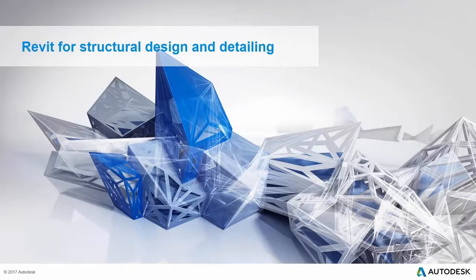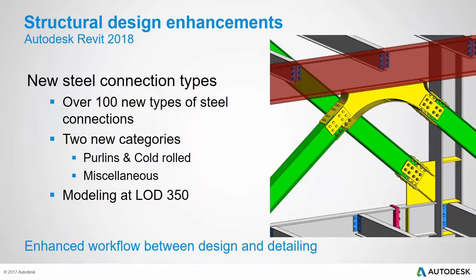Alrighty, let's take a look at some of the structural features here. Again, running short on time, so I'm going to show one of these features. There are a ton of new steel connection types. If you're using the Advanced Steel add-in with Revit, or the app with Revit, then you get a ton of interoperability there as well. There are over 100 new types of steel connections with the Advanced Steel plugin. There are 2 new major categories: purlins and cold rolled. In fact, that just organizes your library a little more cleanly for the actual sections. And there's also a miscellaneous category there.